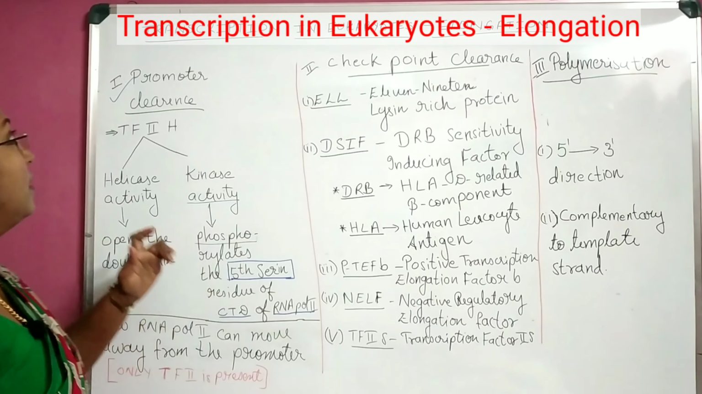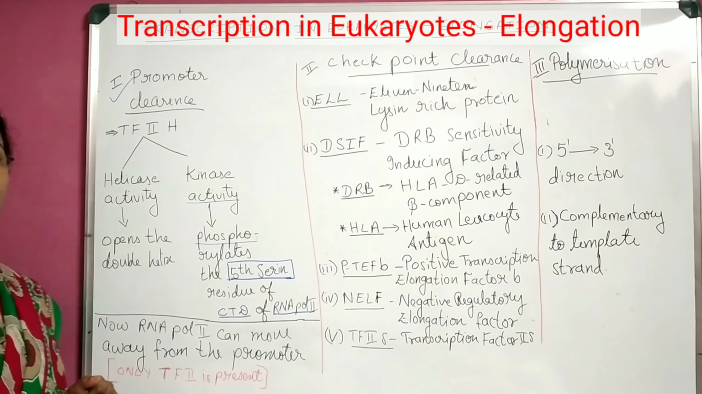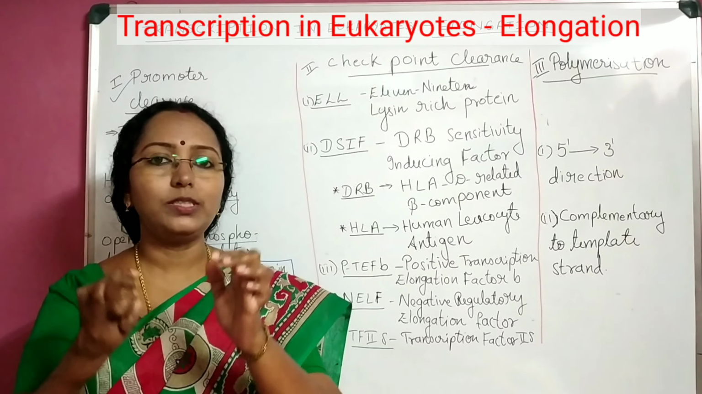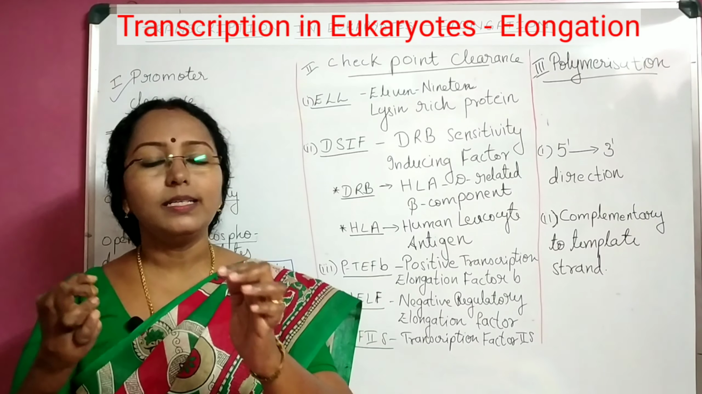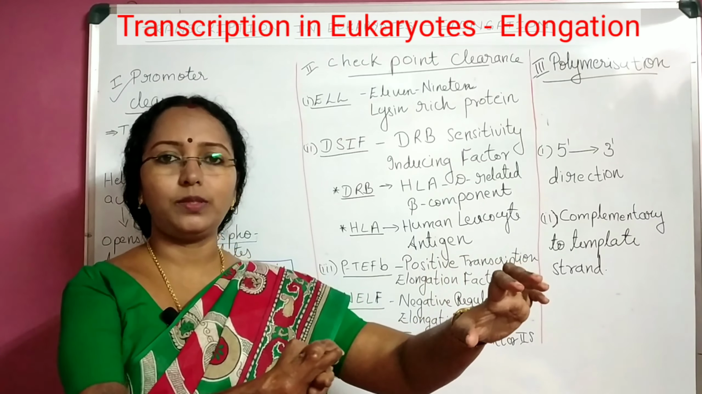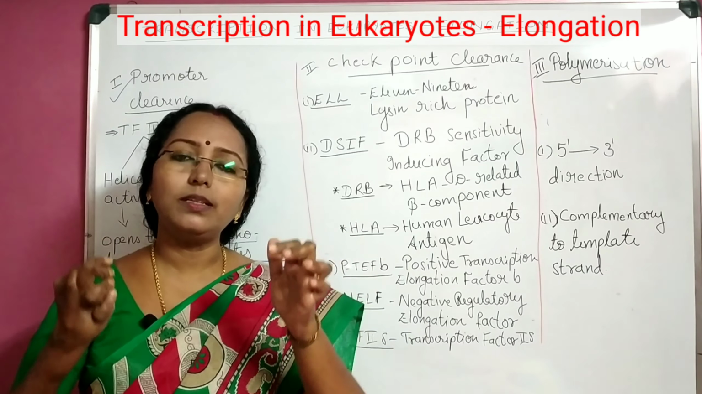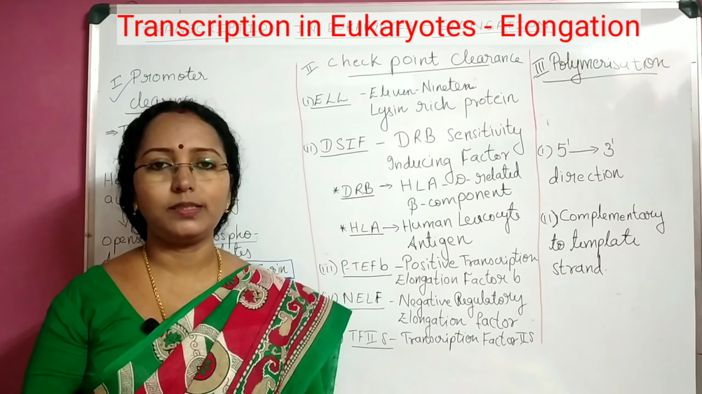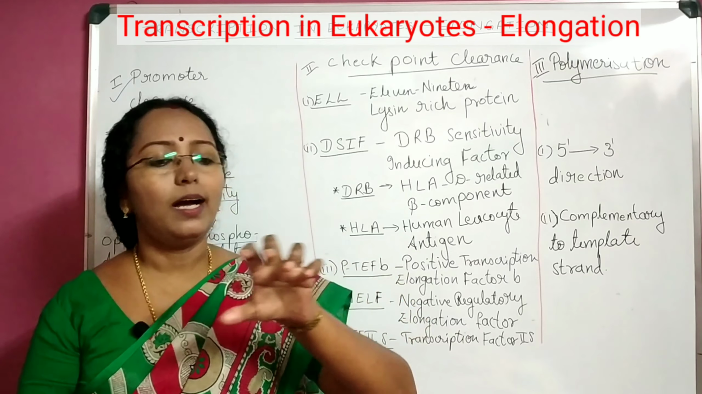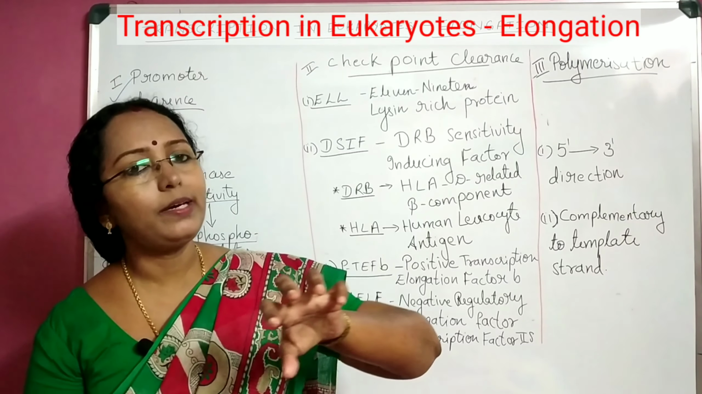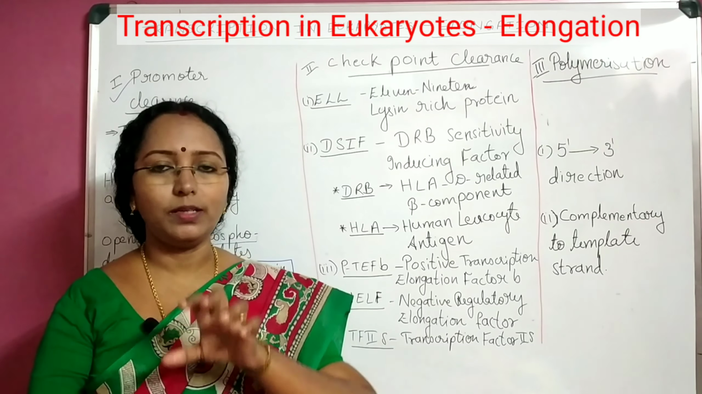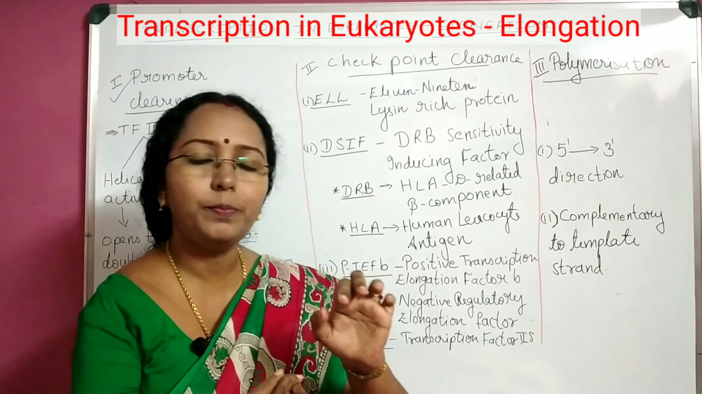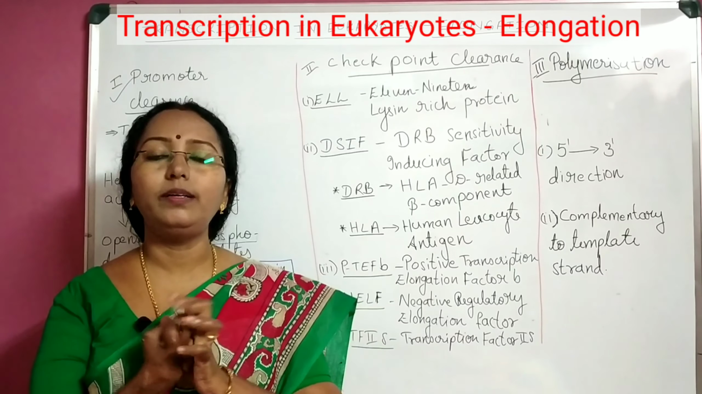Come on. Here, first one, promoter clearance. Promoter clearance means the RNA polymerase which is held up in the promoter is now trying to move away from the promoter. Because if it is still kept in the promoter, new RNA molecules cannot be formed according to the template. So in order to form that, the RNA polymerase has to move away from the promoter. That movement of RNA polymerase away from the promoter is called promoter clearance.